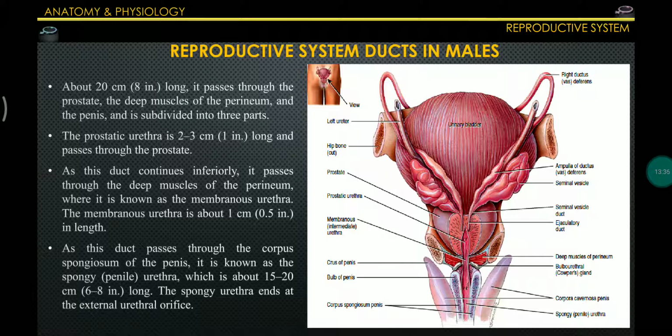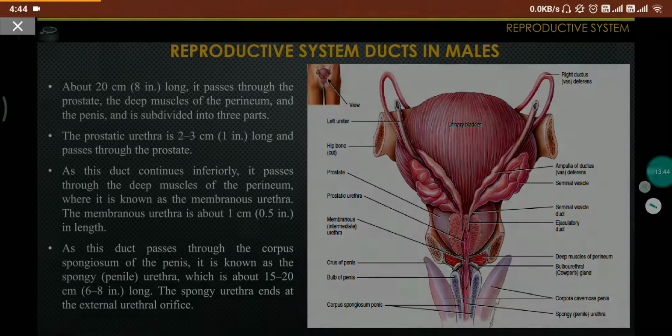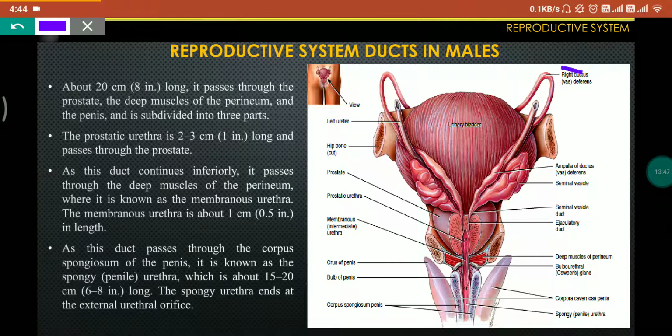Here we can see the different ducts of the male. So this is the ductus deferens or vas deferens, and this is the ampulla of the vas deferens, and this is, of course, the seminal vesicles, and here that forms the ejaculatory ducts, and then the common urogenital duct.